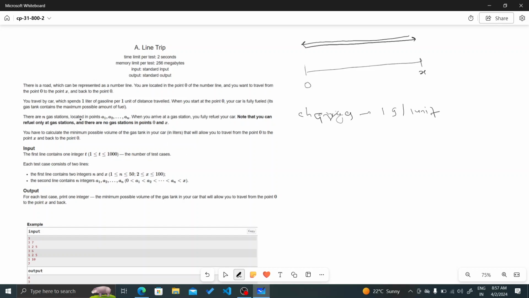There are n gas stations located at points A1, A2 to AN. When you arrive at a gas station, you fully refuel your car. Note that you can refuel only at gas stations, and there are no gas stations at point 0 and X. There will be gas stations at points A1 to AN, which are between 0 and X. Suppose this is A1, this is A2, and so on. This is suppose AN.